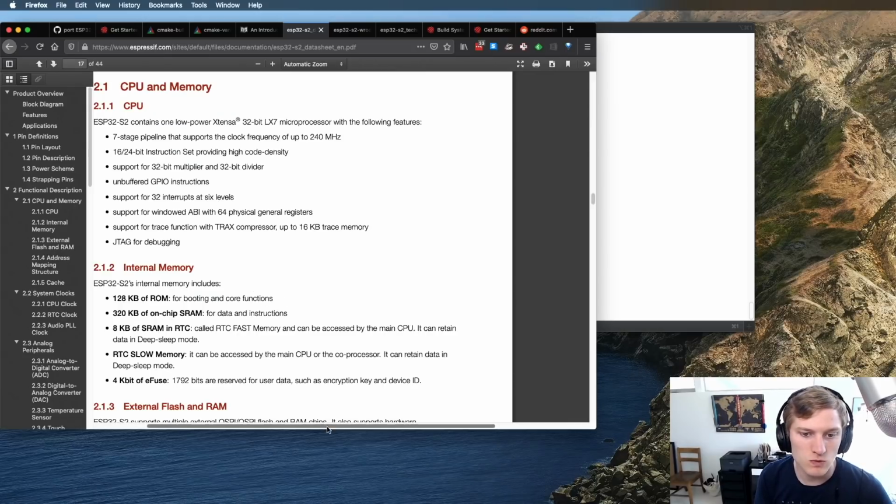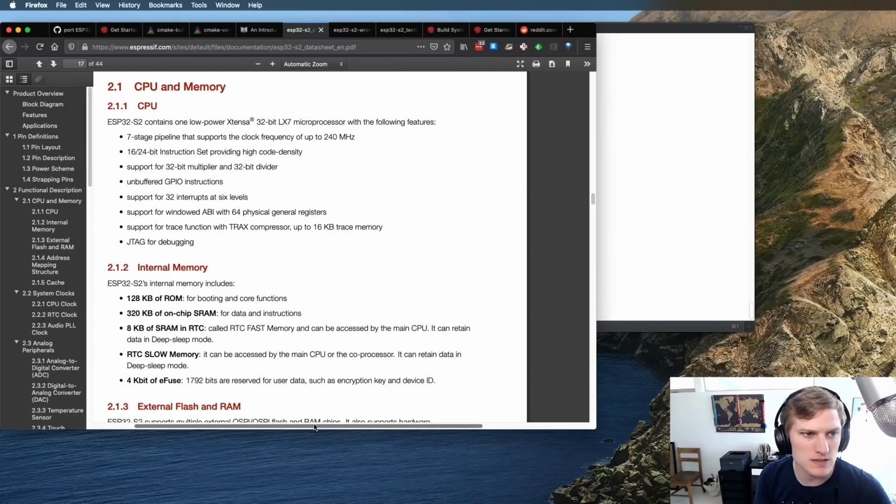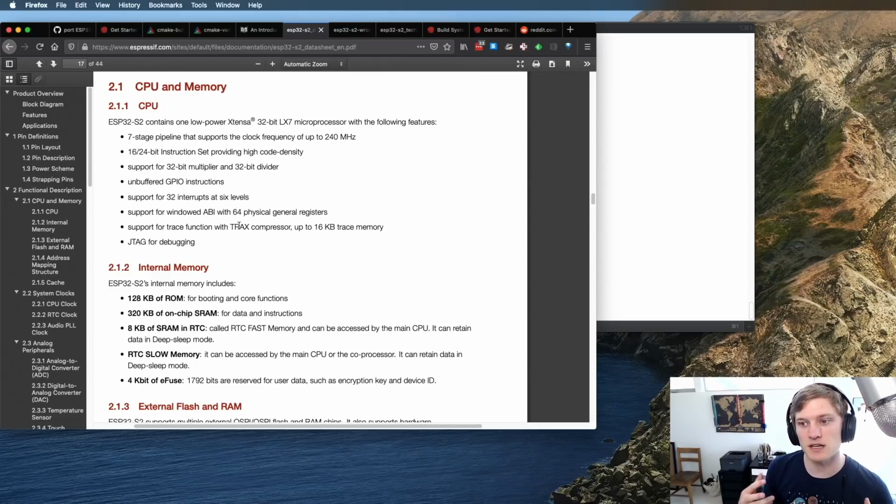So I just warped in the datasheet to the CPU and memory section, and we can see a bit more detail here about it. It's a 7-stage pipeline, clock frequency up to 240 megahertz. Some interrupt stuff that is kind of interesting. Let me take one step back as well: the ESPs here, they're not ARM architecture. Almost all our platforms are ARM, M0, M4, M7. Those are all ARM architecture, and they have a lot in common with everybody else.